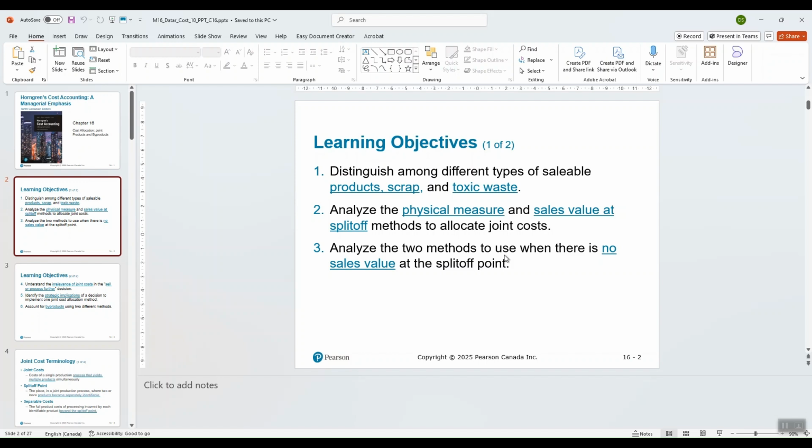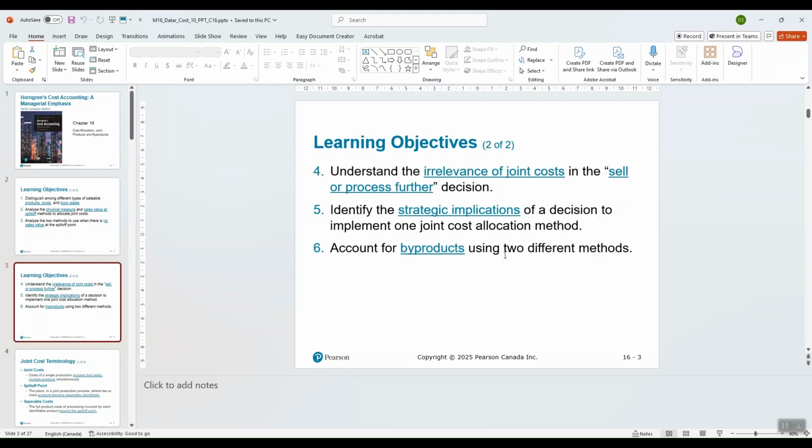One, we're going to understand the difference between the different types of products that we sell, the scrap that comes from those products, and the toxic waste. How do we deal with those things? Before dealing with them, it's important to understand what these are. Then we look at the different methods used for joint allocation, and analyze those methods as well as what makes sense for companies to use.